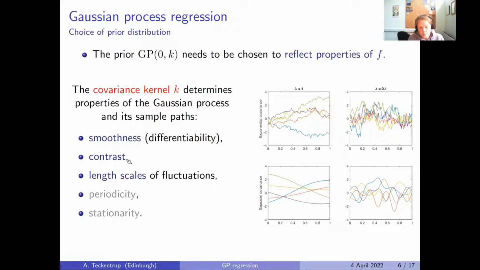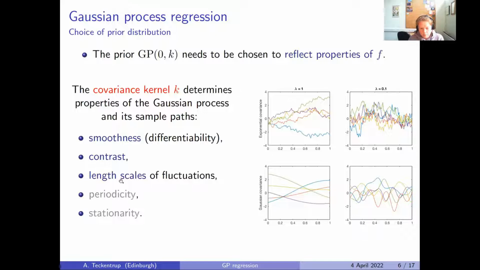There's also a property here which I called contrast. So this is really the marginal variance. So it's how much variation you get and how big the amplitude of the variations is. So whether when you plot these sample paths, you go between -4 and 4 on the y-axis or -40 and 40, so kind of the vertical length scale.